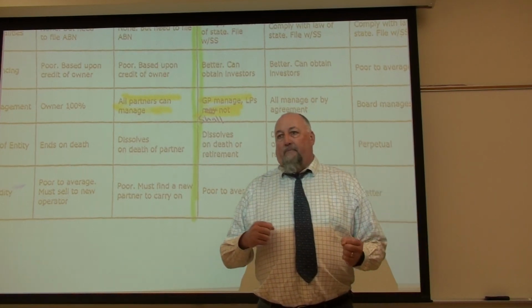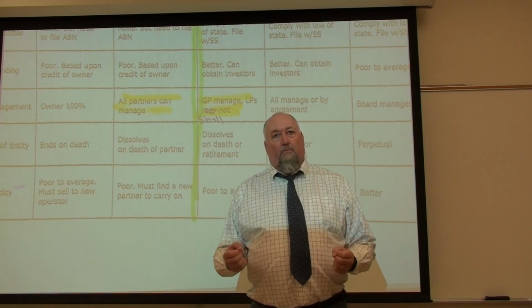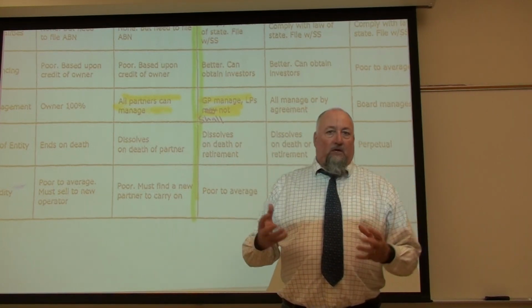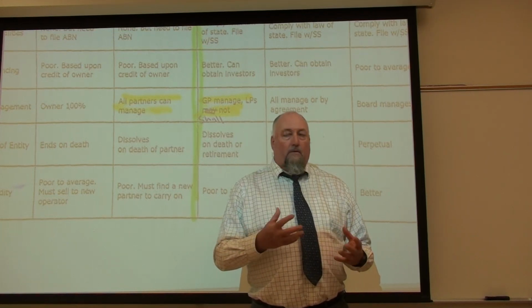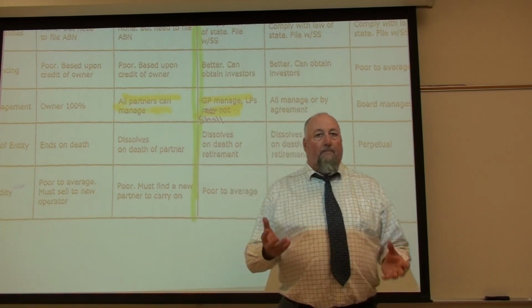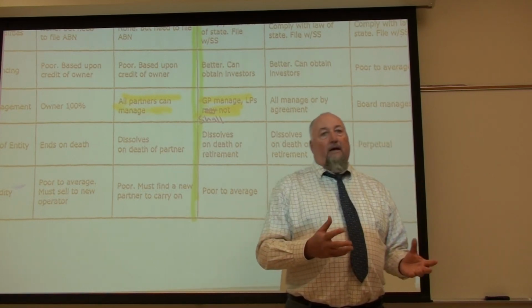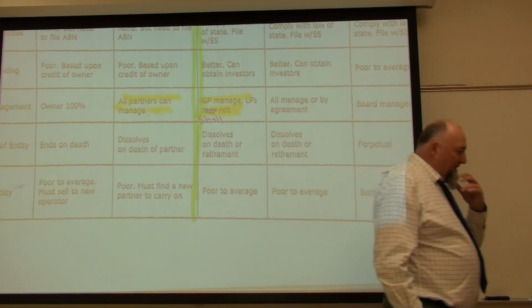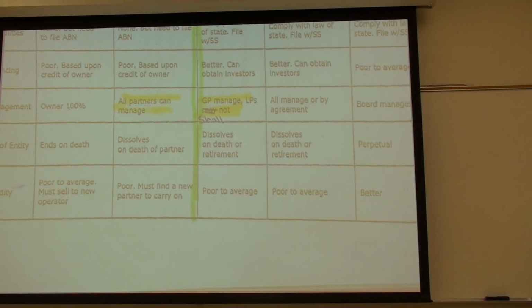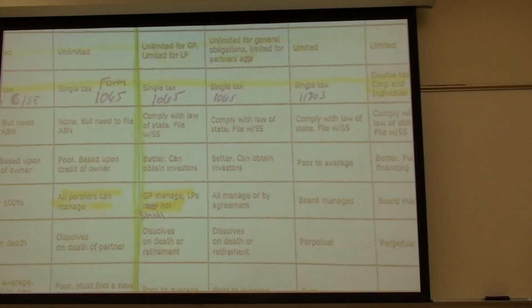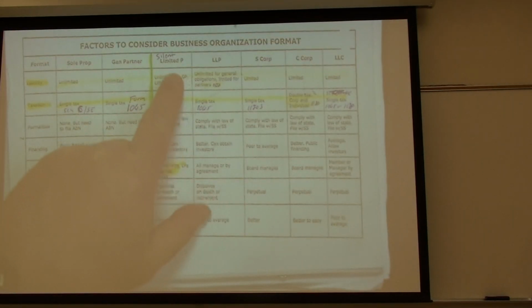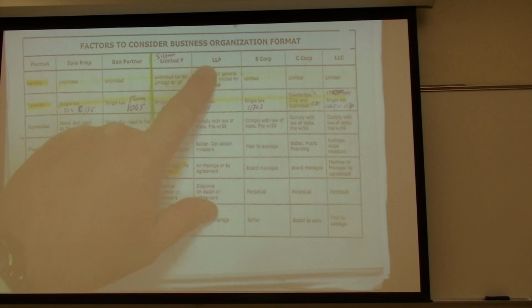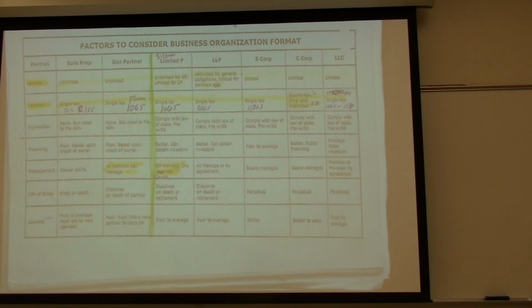I'm not going to spend a whole lot more time on general partnerships just because they're really a disfavored form of business. If you're going to be in a partnership, you want to be a different type of partnership, or better yet, an LLC. So with that said, let's start moving over to the other forms of business, because that's where I want to spend more time. And let's start talking about the limited partnership and limited liability partnerships. So starting with limited partnership.